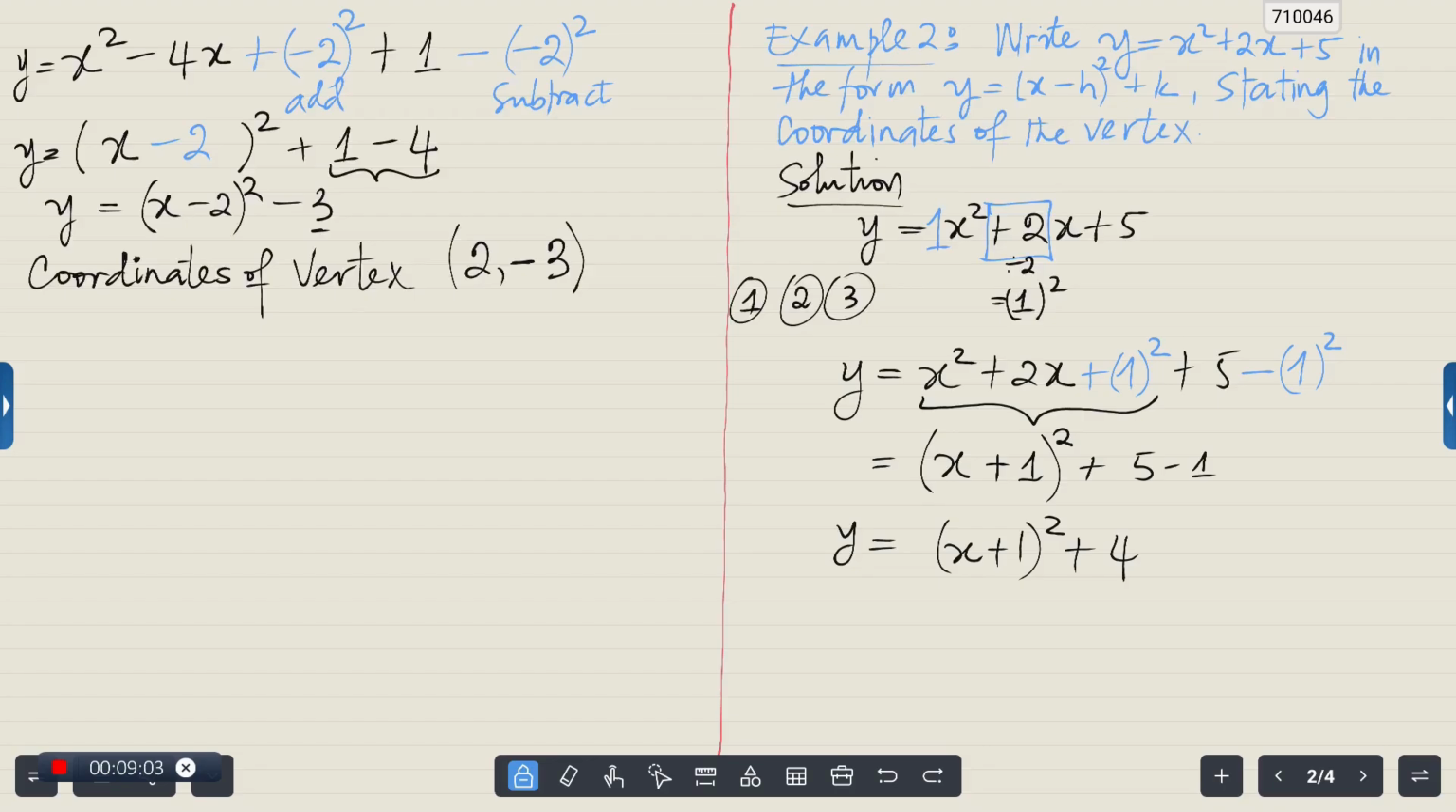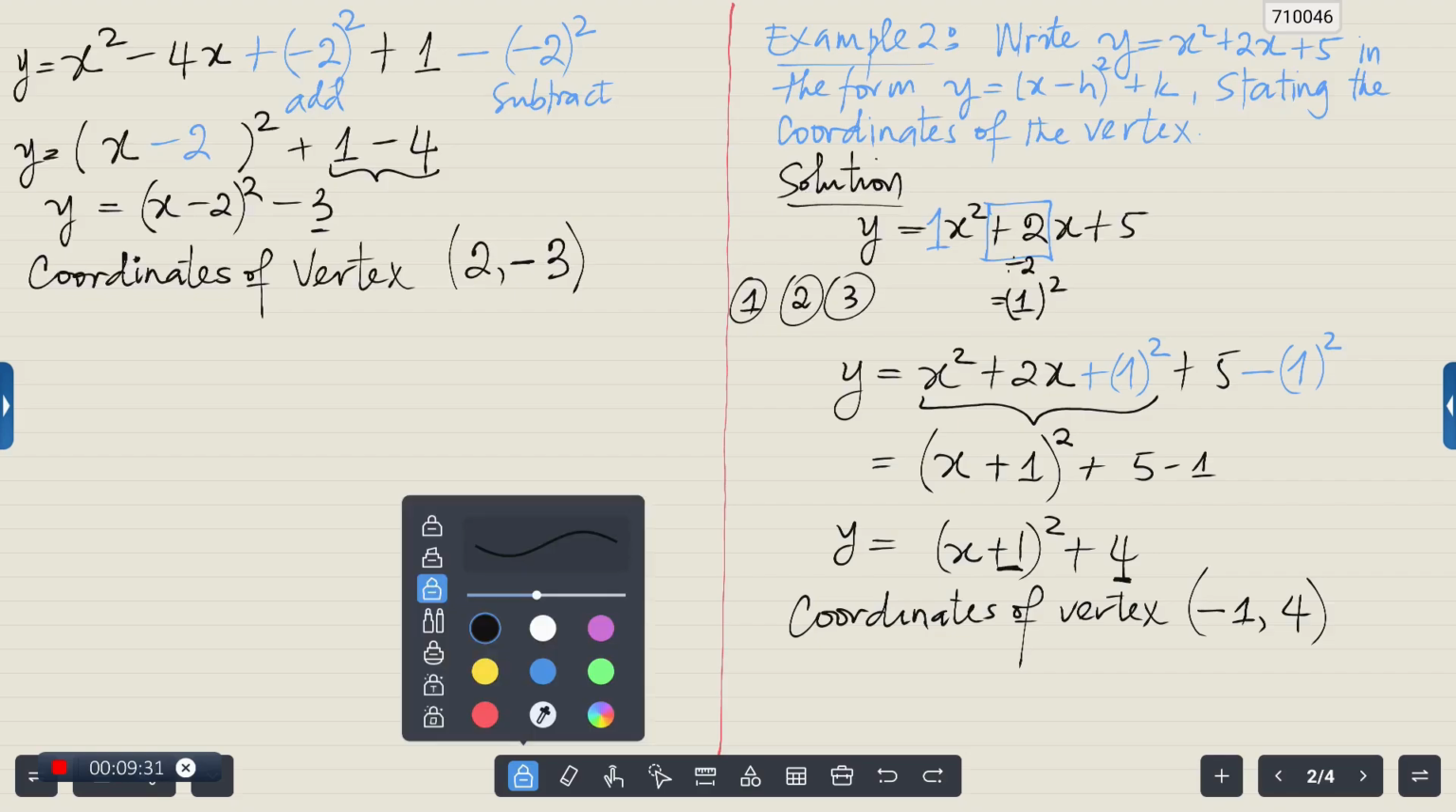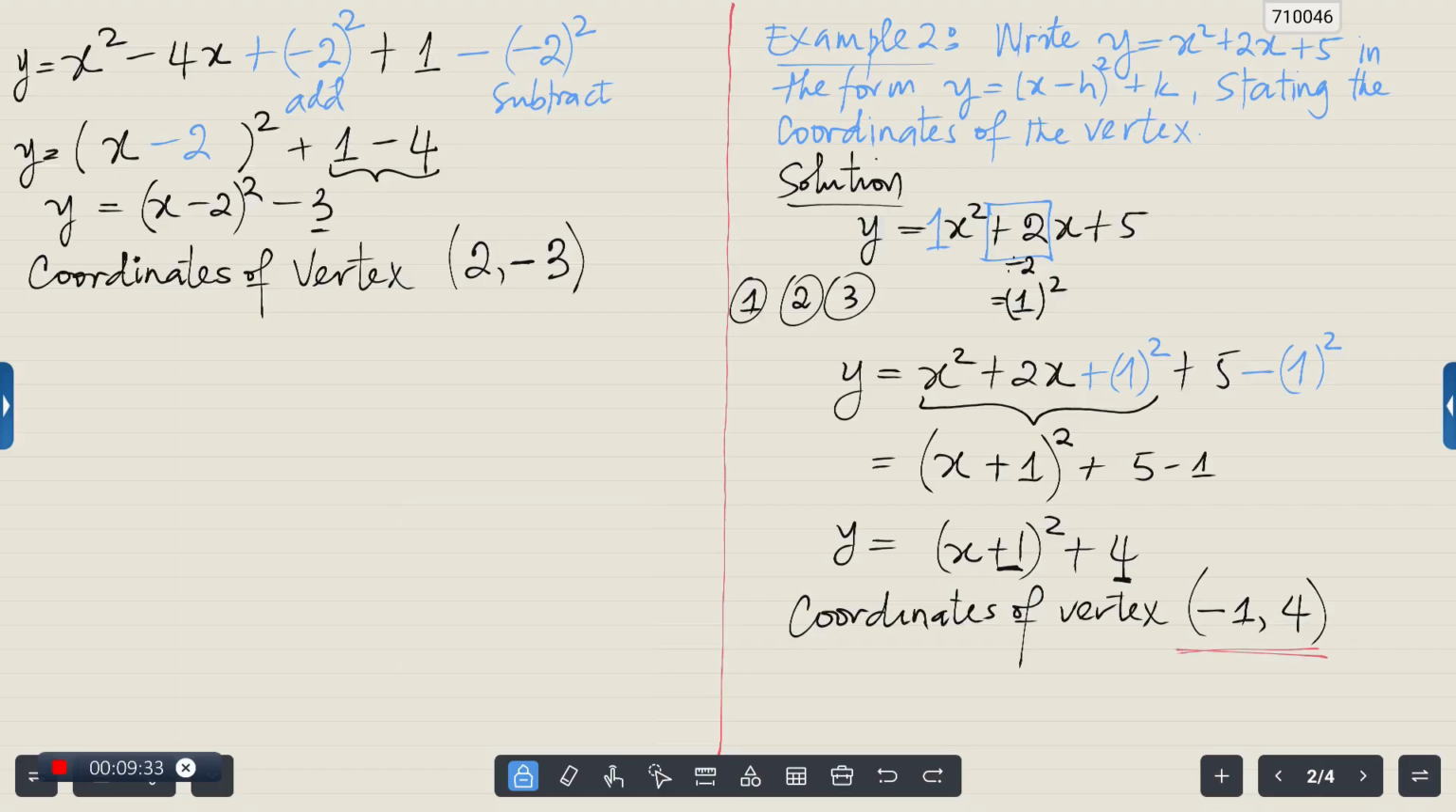All we have to do is to state the coordinates of the vertex. The coordinates of the vertex would be, here we have plus 1, we flip the sign, it becomes minus 1. And here we have 4, keep it as 4. That is the coordinate of the vertex. At this point, I'm sure we are all satisfied.